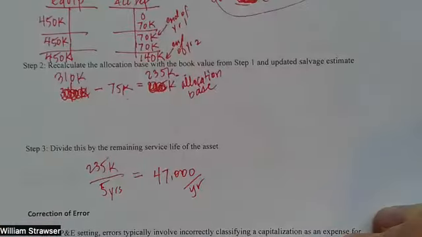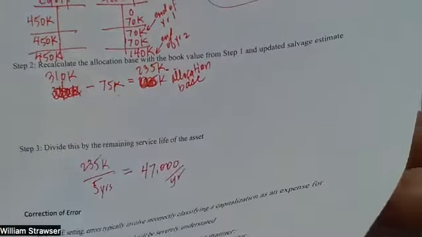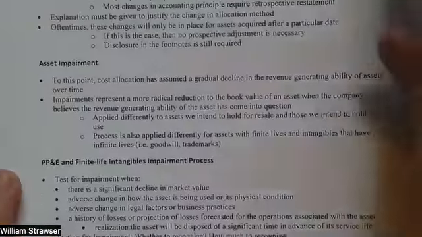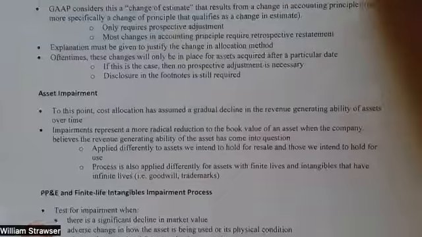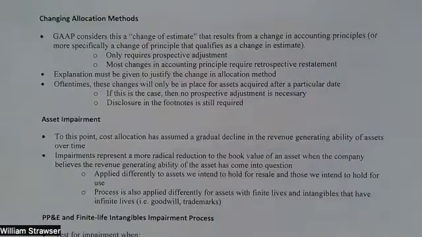Like I mentioned, don't worry so much about the correction of the error. At this point, that becomes a little bit over the top. When we change allocation methods, this also is a change in estimate. So we don't have to worry about going in and doing a much more laborious change, which is if we changed accounting principles.